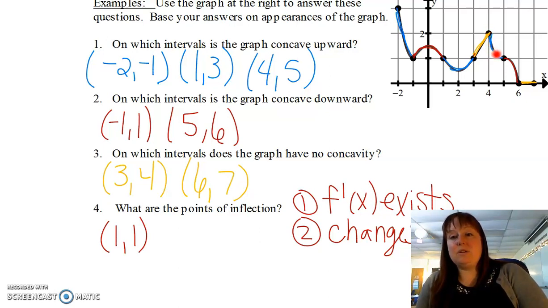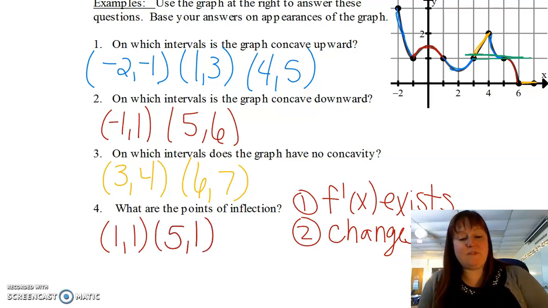Then we come here, and now it changes from blue, which is concave up, to red, which is concave down. Is this a point of inflection? Well, does f prime exist? Could I draw a tangent line right there? I sure could. Right there, I could draw a tangent line. So f prime exists at that place, so that is our other point of inflection at (5, 1).